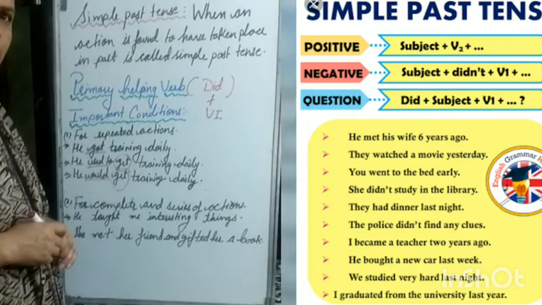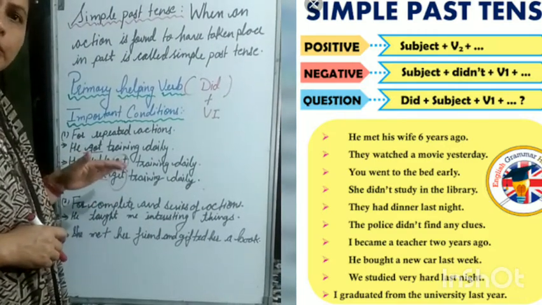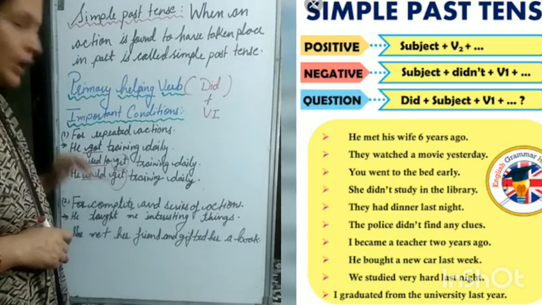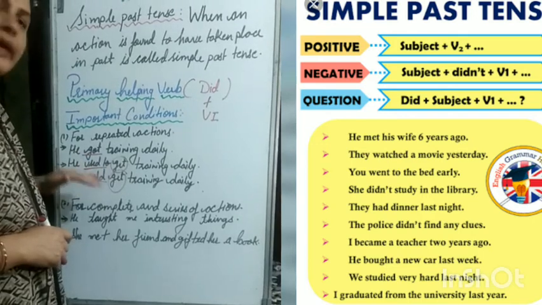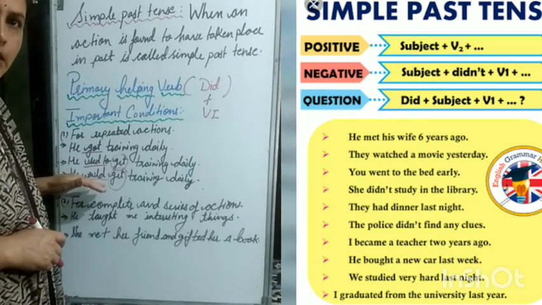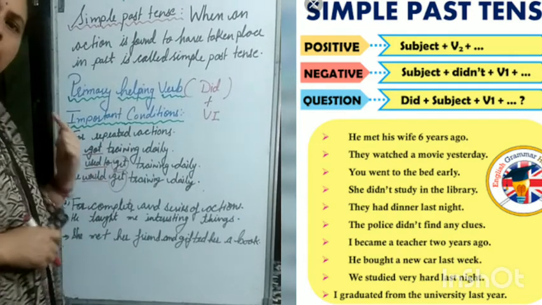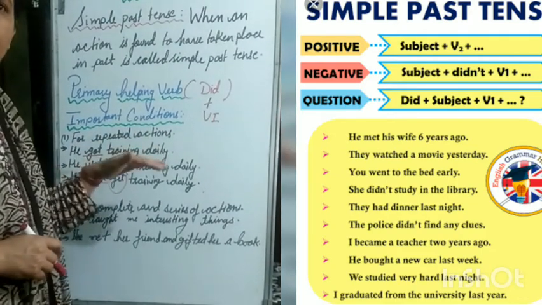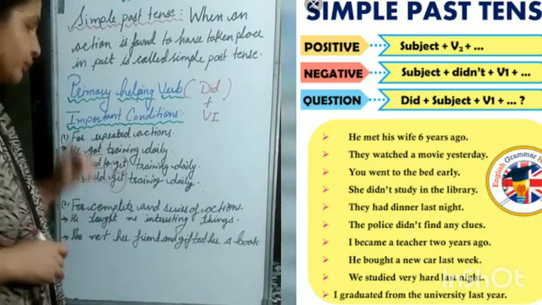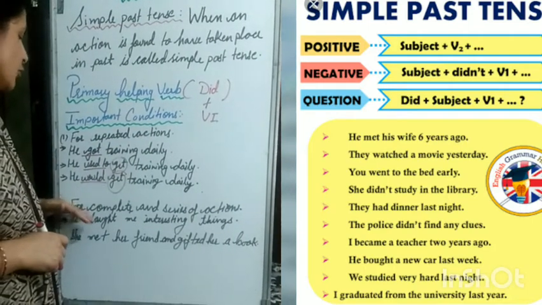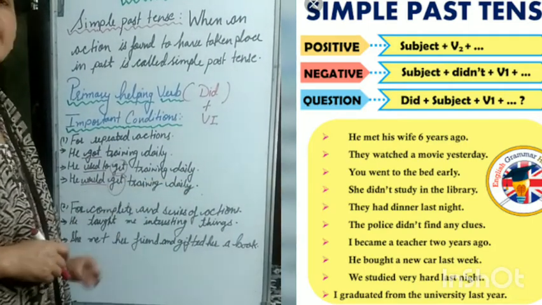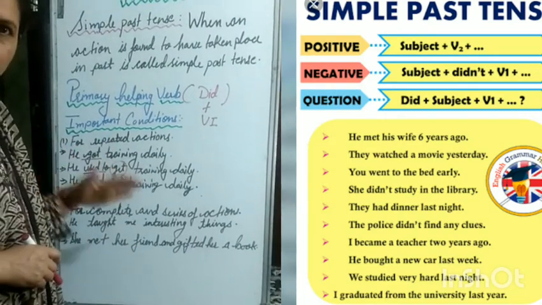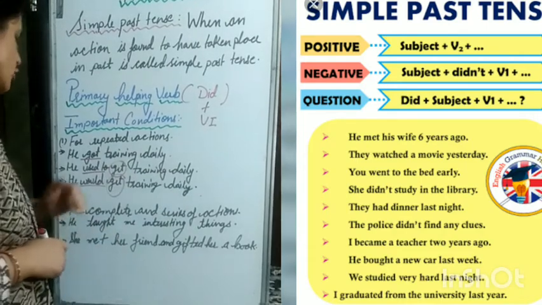Now, for repeated action, you can use these two modals also. First one is used to and second one is would. So you can use any one for repeated action. Now next is complete and series of action. Second condition for simple past tense, that is complete and series of action.